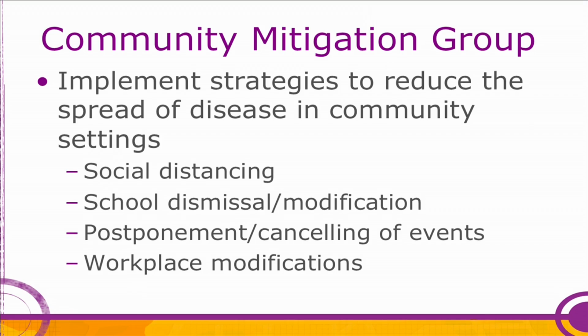The purpose of the Community Mitigation Group is to implement strategies to reduce the spread of disease in community settings. Some of these strategies might include things like social distancing, school dismissals and modifications, the postponement or cancellation of public events, and modifications to workplace settings.